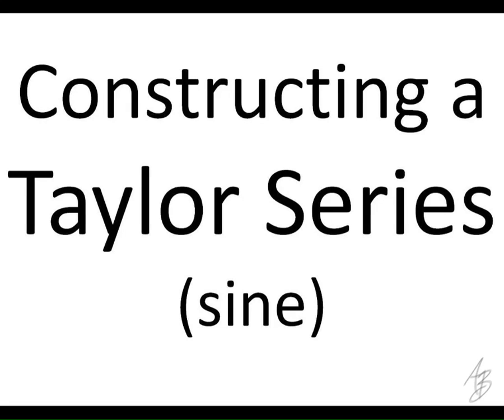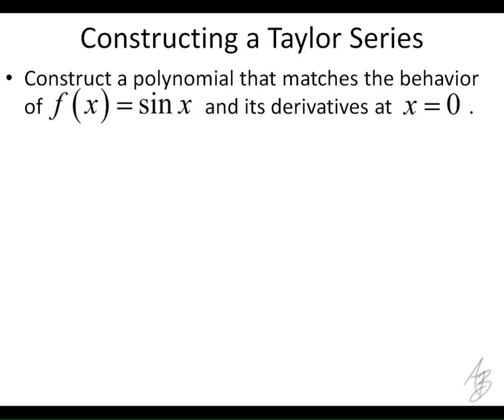So now we're going to look at an example of how we can use a Taylor series to represent a function that is not a polynomial. In this case, we're going to look at the trig function sine. And our goal is to construct a polynomial that matches the behavior of sine of x and its derivatives at x equals 0. And the idea here then is that we'll be able to use this polynomial to approximate sine at values close to 0.